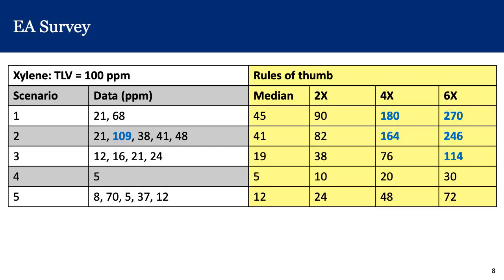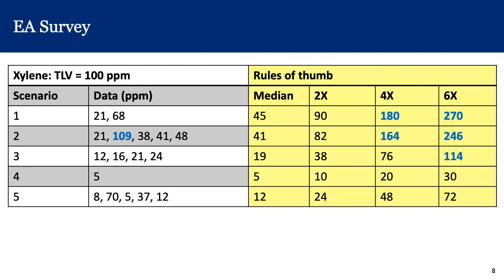So let's look at the following data set and see how our rules of thumb work. I had, in fact, given you this data set towards the beginning of my lecture and asked you to provide your judgment of whether the data set represented an acceptable scenario or an unacceptable scenario. We are going to revisit this armed with our new knowledge about how to estimate 95th percentiles.